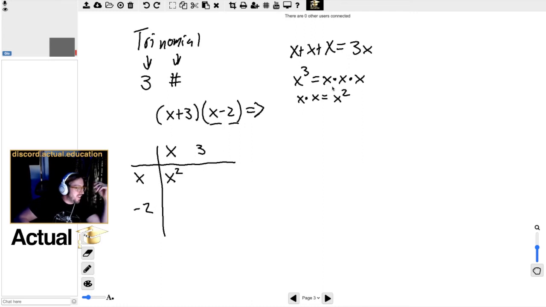So x plus x plus x is good, which is just 3x. So we can just write this as 3x.